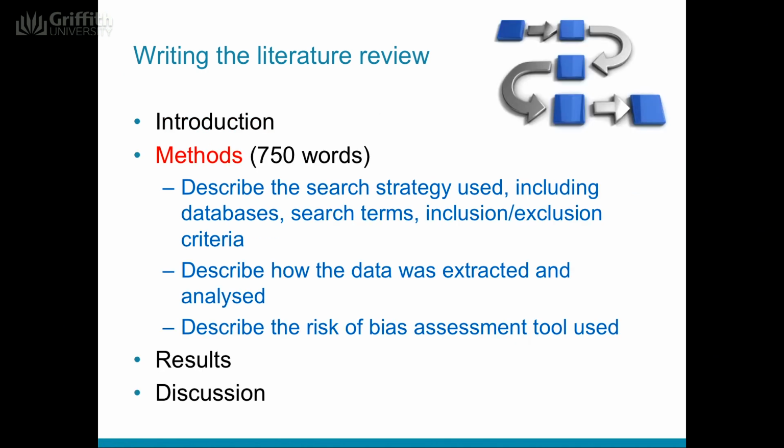The methods, it's about 750 words, roughly. This is all give and take. Describe the search strategy you used. What databases, what search terms, which inclusion and exclusion criteria. How did you extract the data? How did you analyse the data? What sort of risk of bias assessment did you do on the data?